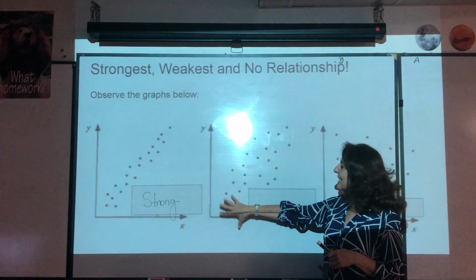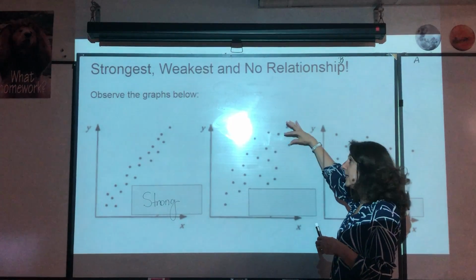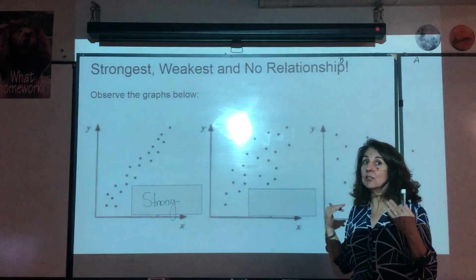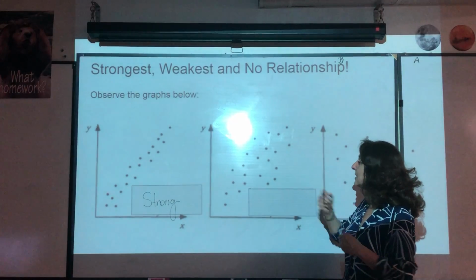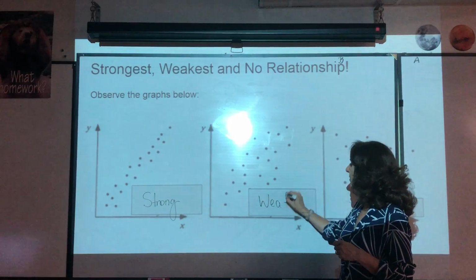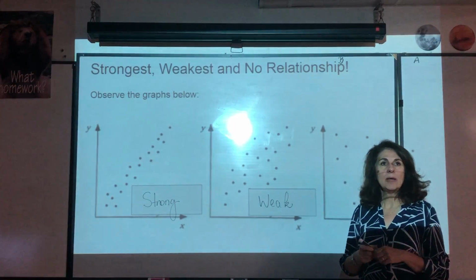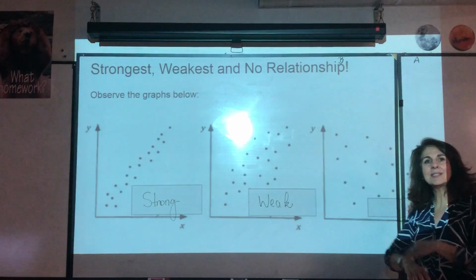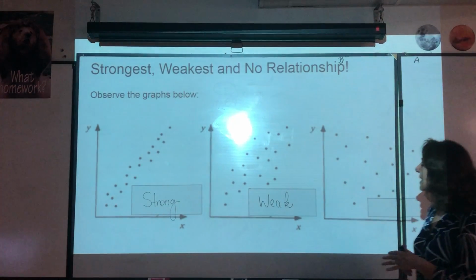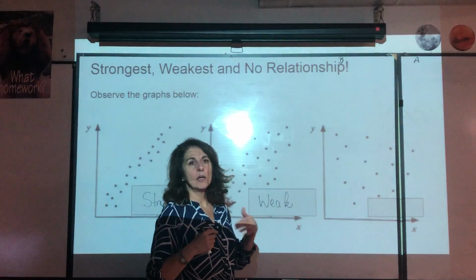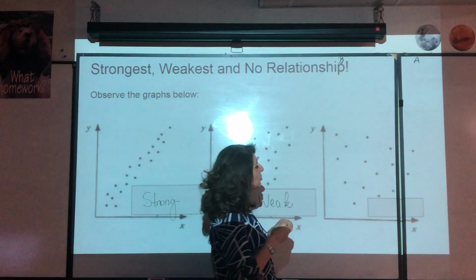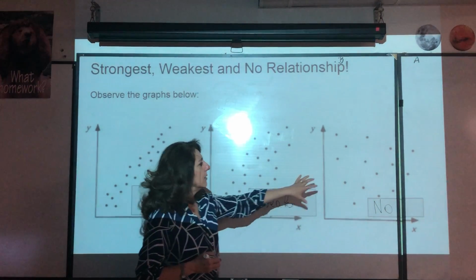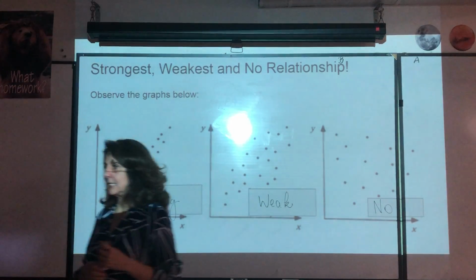This one here, we can see that the points are still moving up, but it would be very hard to find one line to define these points. So this would have a weak relationship among the points. And this one here, look, there are points everywhere. There's nothing that tells me if this is going up or down or anything. So this one, I would say, has no relationship among the information that is presented.